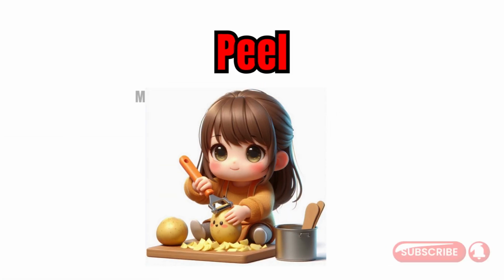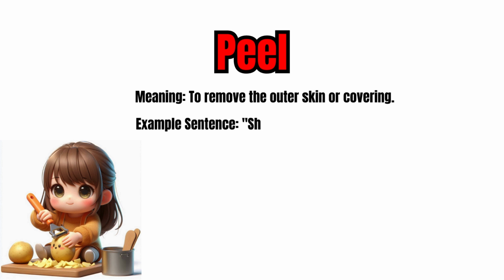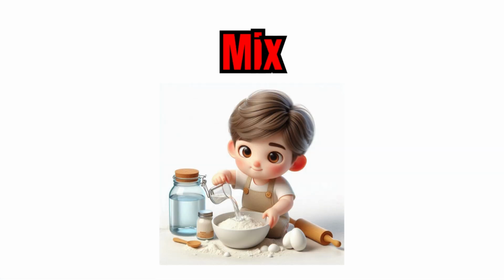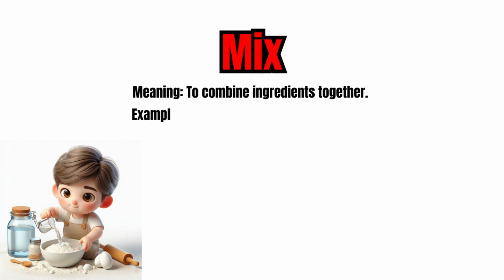Peel, meaning to remove the outer skin or covering. Example sentence, she peeled the potatoes before boiling them. Mix, meaning to combine ingredients together. Example sentence, he mixed the flour and water to make dough.